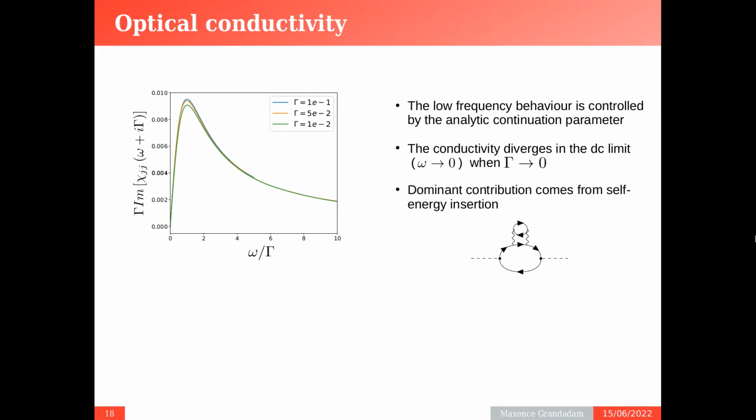Also, because this is a finite temperature computation anyway, if the computation was well behaved, I would expect that once gamma is much lower than all the other energy scales, which are like temperatures and so on, I should get a proper answer which does not depend on gamma.